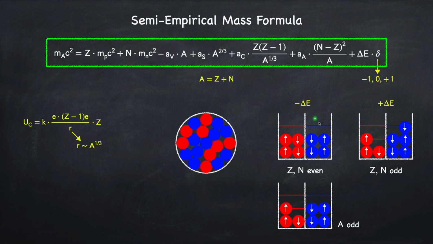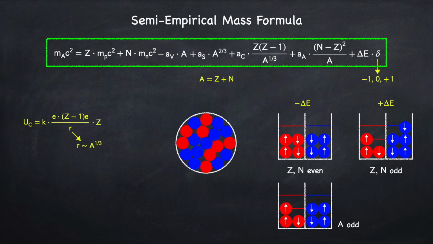If A was even, but both Z and N are odd, so we have an odd number of protons and odd number of neutrons, then we have 2 free magnets. That's one more than if A is odd, and so we have an extra energy of delta E. So this term is delta E times this number little delta, which will either be -1, 0, or +1, depending on which one of these 3 configurations you're in.